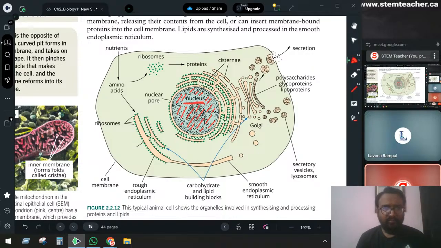And here there are some ribosomes. There is some Golgi apparatus, and there is a rough endoplasmic reticulum. There is a smooth endoplasmic reticulum. This outer portion is nothing but smooth endoplasmic reticulum, and this is the Golgi apparatus. And there are lysosomes, ribosomes, and these are ribosomes, small kind of things. Okay, RNAs, ribosomes, and this is the cell membrane.